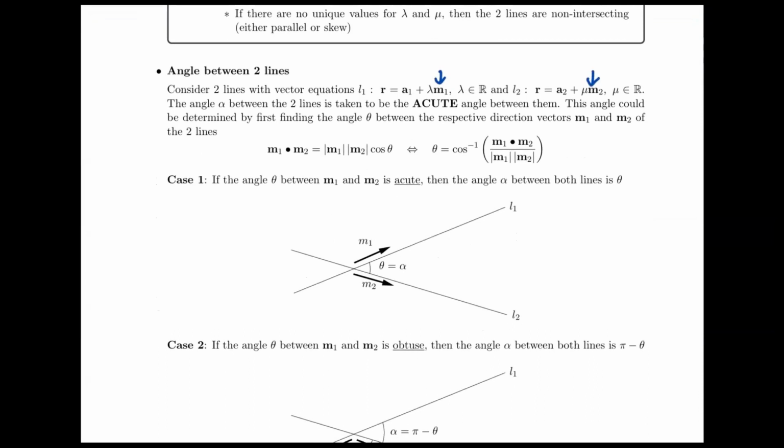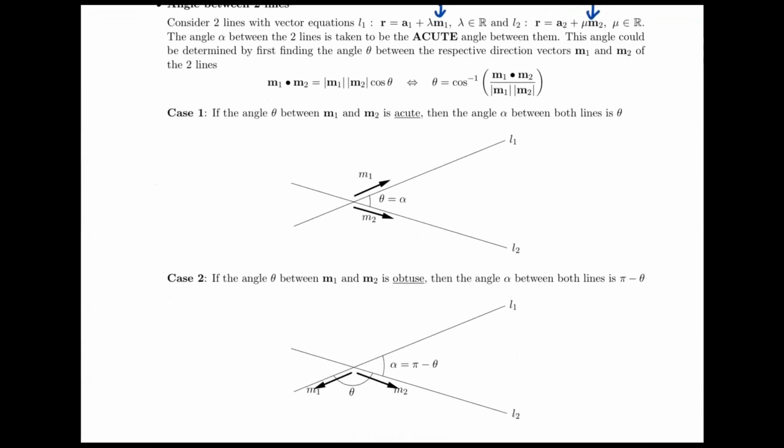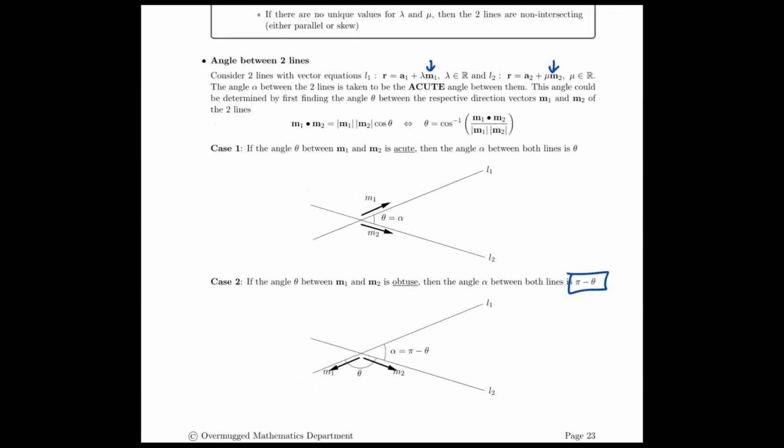You need to be very careful about something. You need to look at the way your m1 and m2 are pointing. Now, if they're pointing away from each other, then the angle will be acute. Okay, if it's obtuse, then you need to remember to do pi minus theta. Just be careful of the way that it is being drawn. Then you can get your angle. Any questions for this?